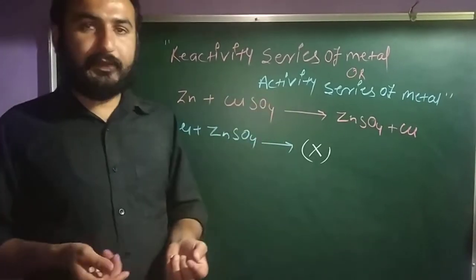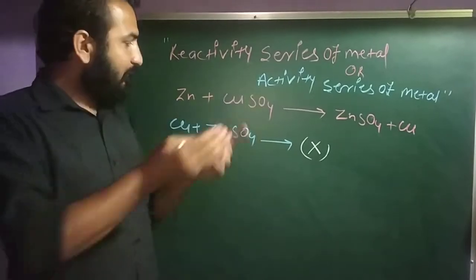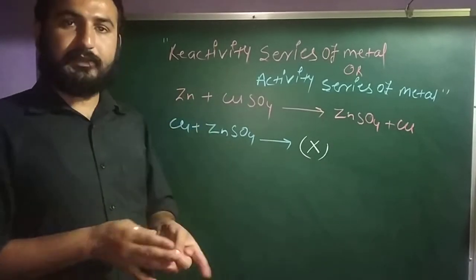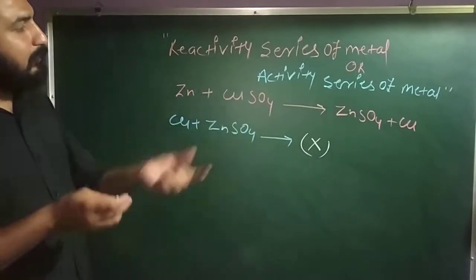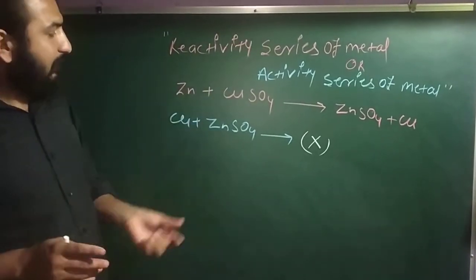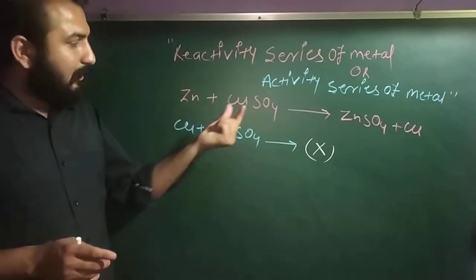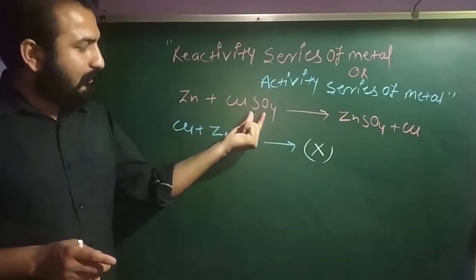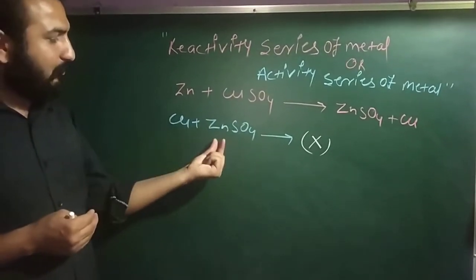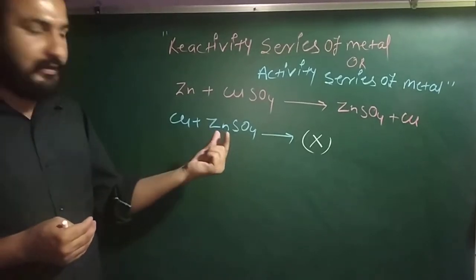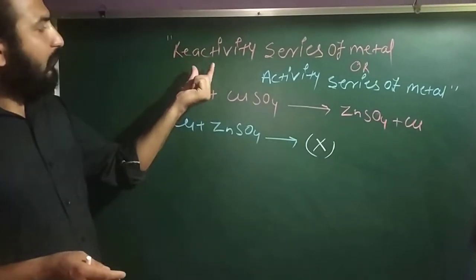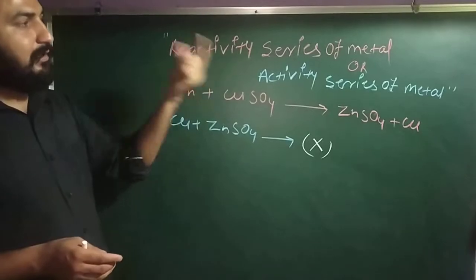So why is it happening that some metals displace others from their solution and some do not? Clear? This totally depends on the reactivity of the metal. That means the higher reactive metal displaces the lower reactive metal from its solution. Here the copper is less reactive as compared to zinc, so it is not able to displace the zinc from its solution. So this is called the reactivity series. So what is the reactivity series?